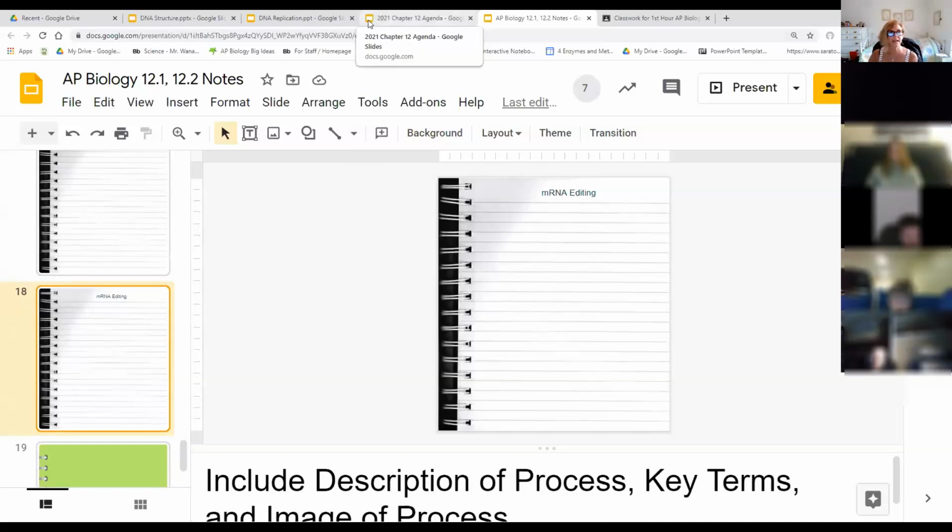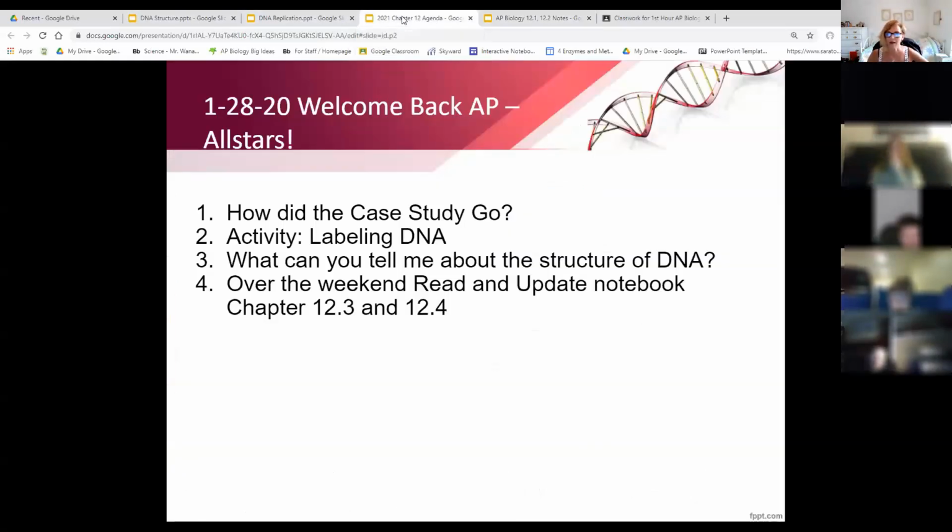Can anybody tell me about Griffith's experiment? I wasn't going to talk about Griffith's experiment today, but I wanted to talk about Avery, McLeod, and McCarty, and I didn't feel like I could talk about them without Griffith. Can anybody tell me about Griffith's experiment? What was he trying to do?